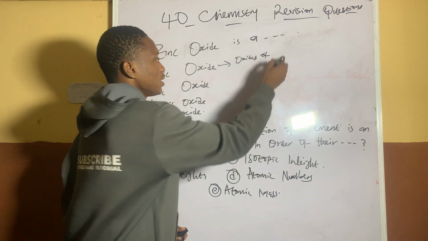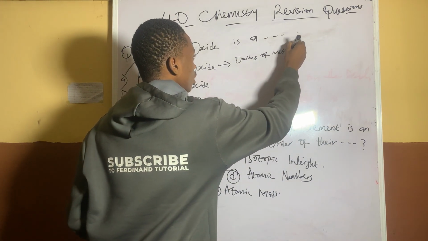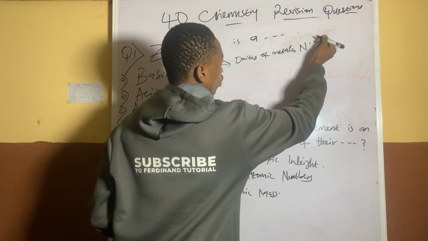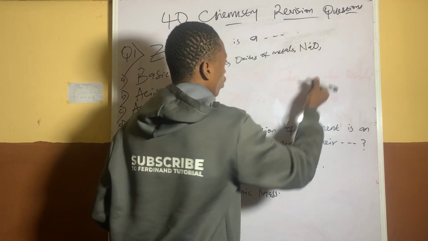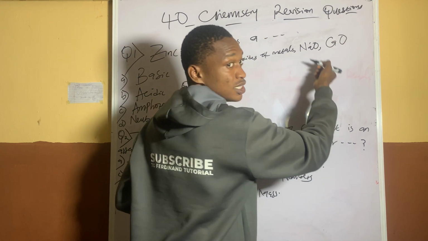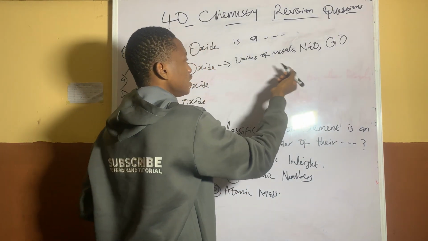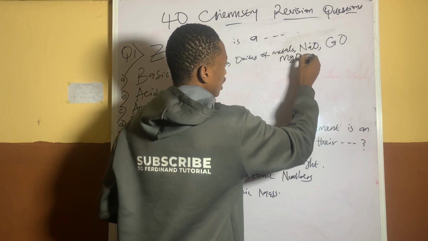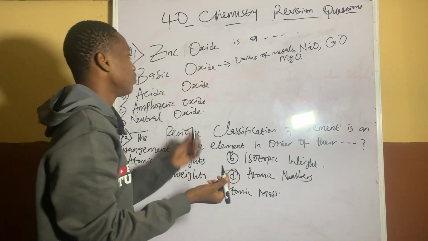What are the oxides of metals that we have? Examples of metals, we have something like sodium. So when we have sodium plus oxygen, we get sodium oxide, which is a basic oxide. Calcium oxide is an example of a basic oxide. Now we look at magnesium oxide. Those are examples of a basic oxide.